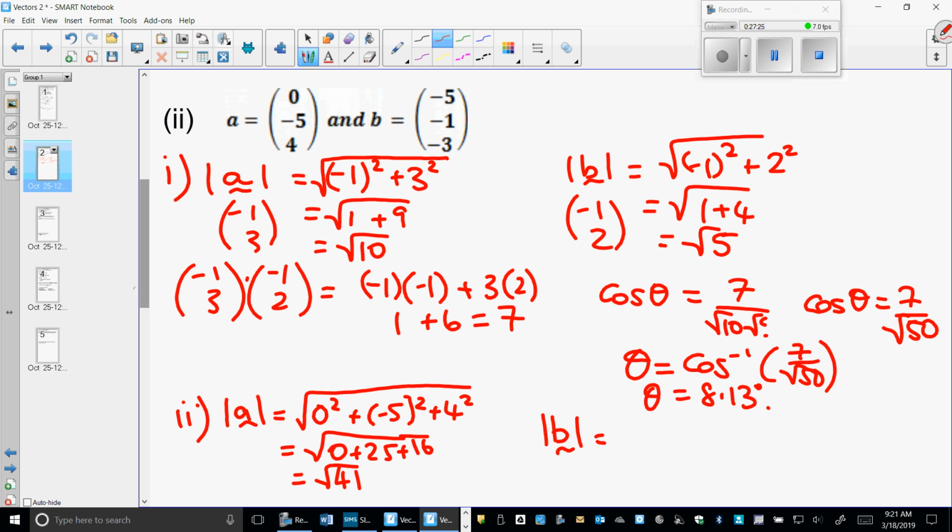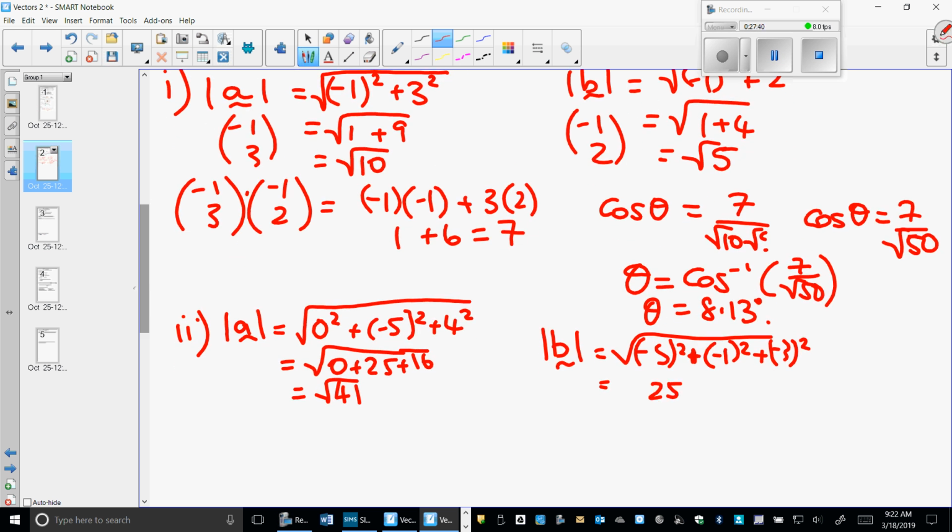-5 squared plus -1 squared, plus -3 squared. 25 plus 1 plus 9 is 35. Okay, so that's root 41, root 35.